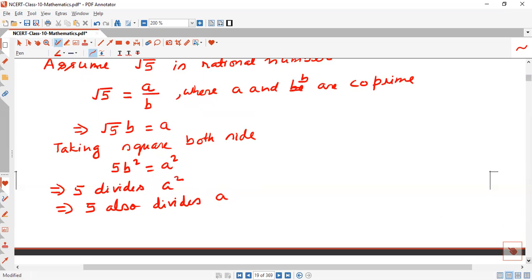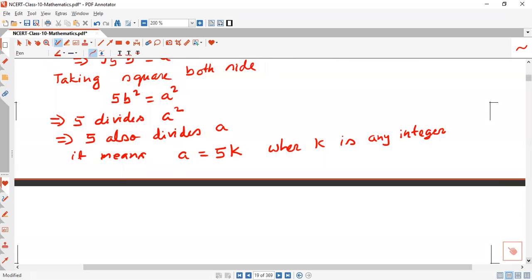5 also divides a means a can be written as 5 times k, where k is any integer. So a equals 5k. Now we put the value of a equal to 5k in equation number 1.